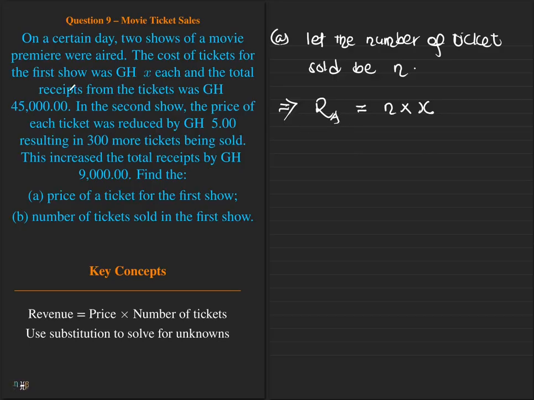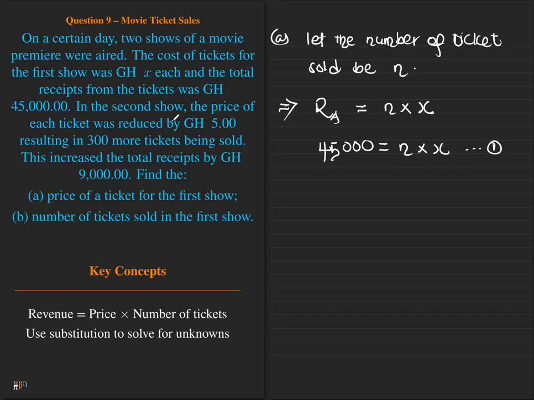Now, even from the statement, we're given the revenue. So we know the revenue for the first show was 45,000. If we substitute that here, we have 45,000, which is equal to the number of tickets that were sold times the price of each, n times x. So we are going to let this be our equation 1.